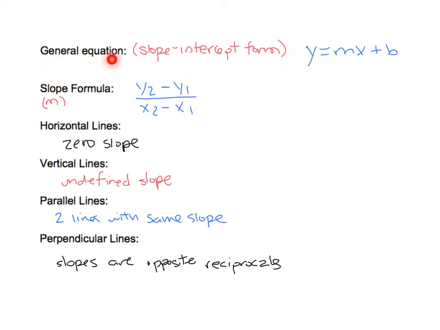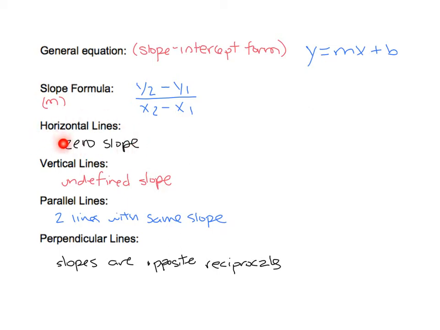General equation, also known as slope-intercept form, is y = mx + b, where m is known as the slope and your b is the y-intercept. You have the slope formula. Remember, slope is m, which is (y2 - y1) divided by (x2 - x1).